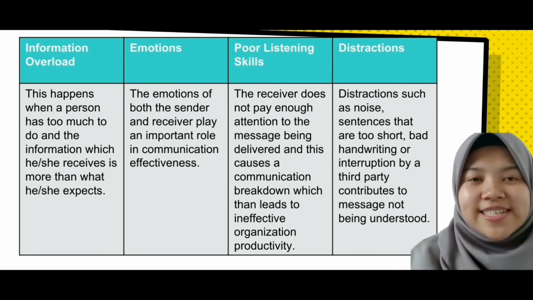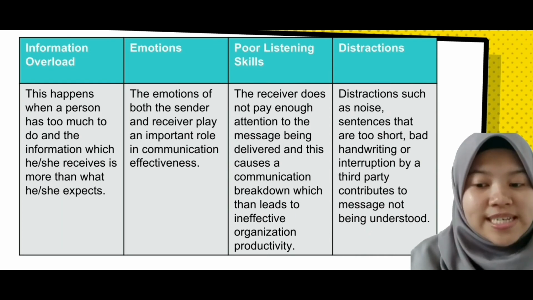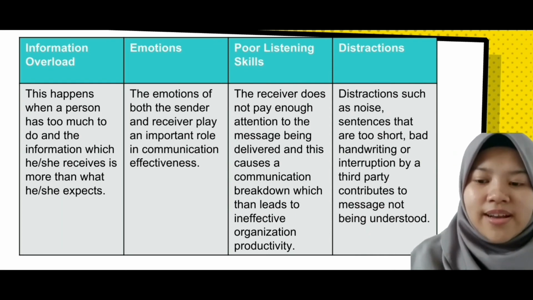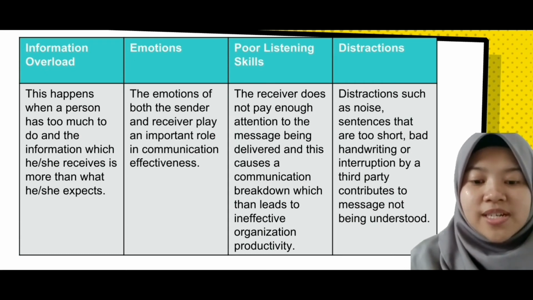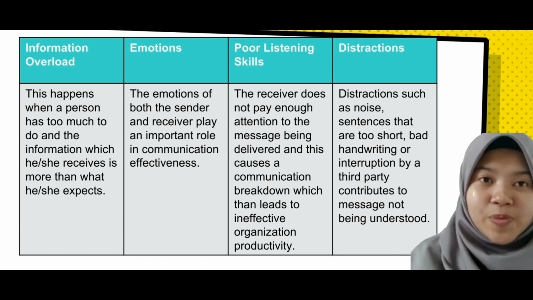Lastly, distractions. Distractions mean interference, such as noises, sentences that are too short, bad handwriting, or interruption by a third party that contribute to message breakdown.